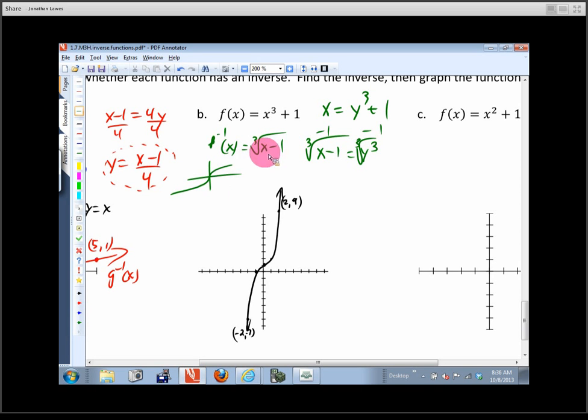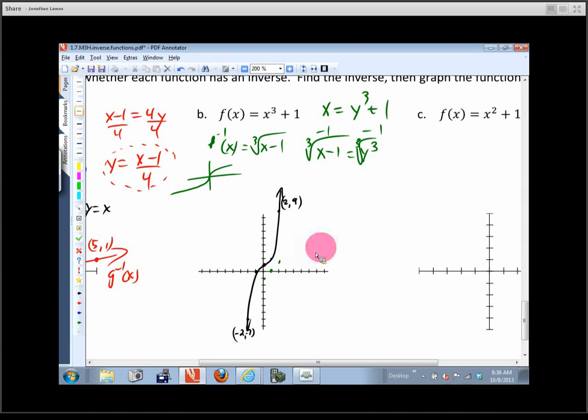Change the x before we take the cube root to make the shape. Shifts to the right 1 unit. So we're going to take this graph and we're going to move it 1 unit to the right. And these are the points that it's going to go through. It's going to do something like this.